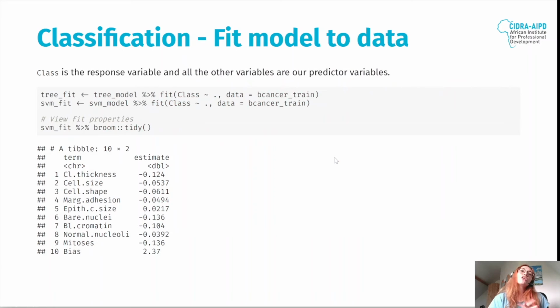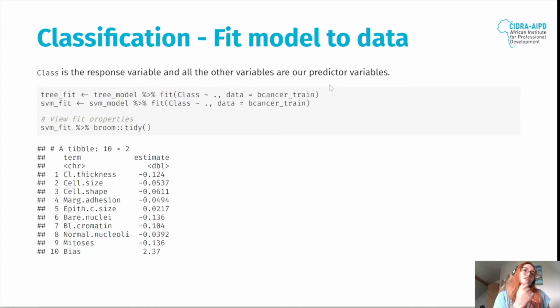To fit the model to the data, we use the function fit, and we need to give it the parsnip object, that is the tree model for the tree, and SVM model for the SVM. We need to give the formula. In this case, class is the outcome, and our x variables are going to be all of the variables that we have, so that's why I'm using the dot. And the data set we're using, remember, we need to fit the model to the training set. So I'm fitting it to the train.